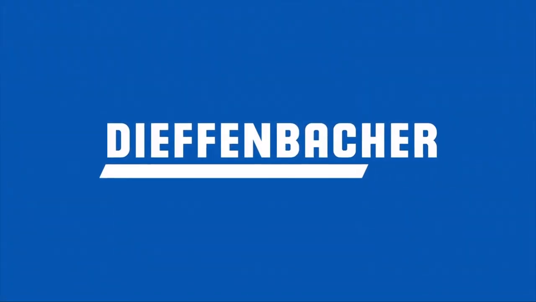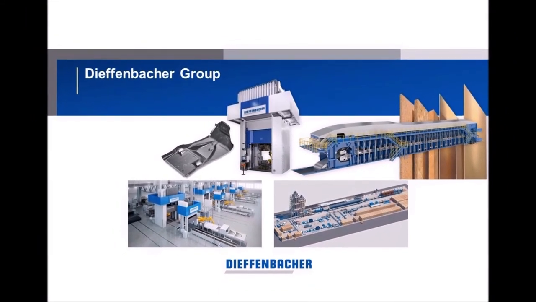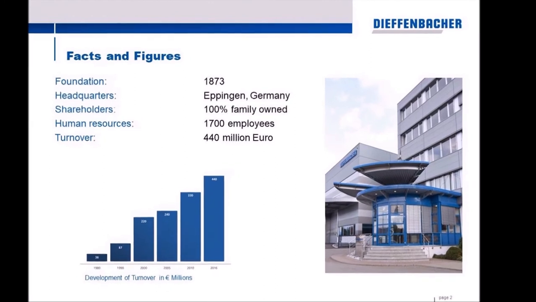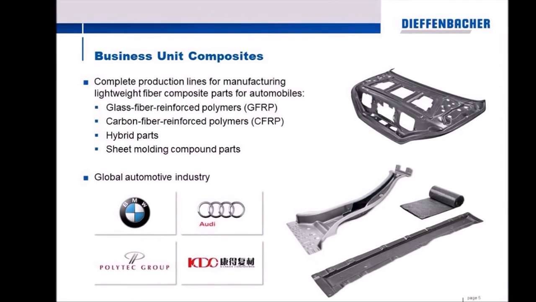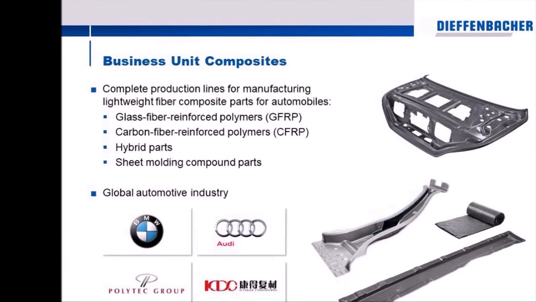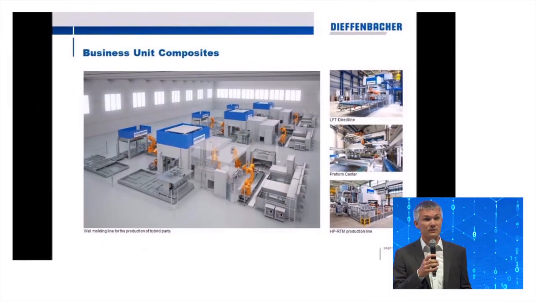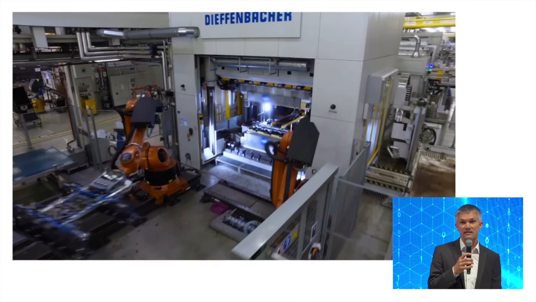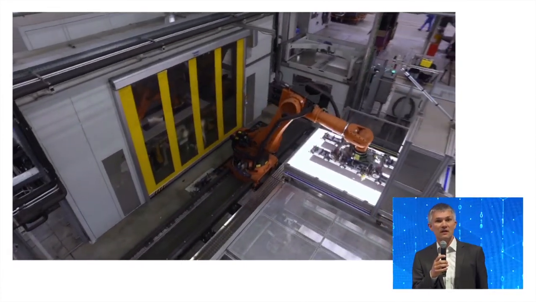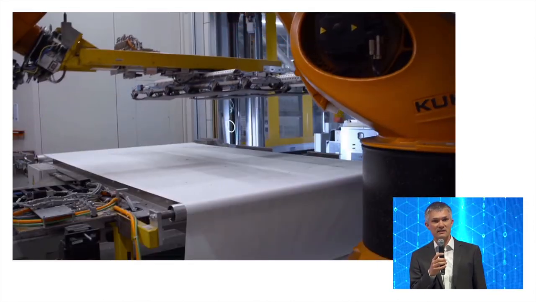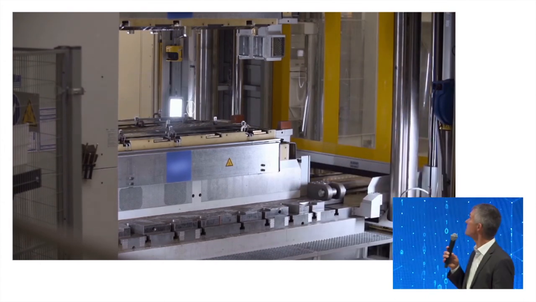Yeah, good morning. My name is Ulf Kühnekampf. I'm head of the business unit Industrial Automation at DIEFFENBACHER. We are a family-sized company, founded in 1873 with about 1,700 employees. We're in two business units. One is the production of lines which produce fiber-reinforced plastics, for example, for BMW. In that film, you see a line where we produce carbon fiber reinforced plastics for the new 7 Series BMW in a wet molding process with some robots.